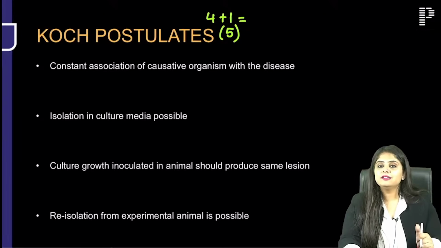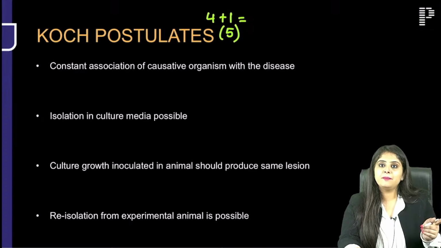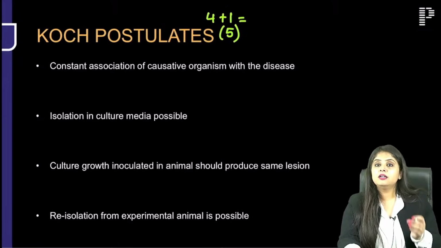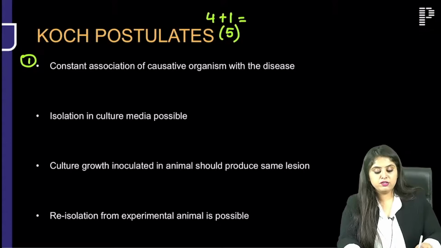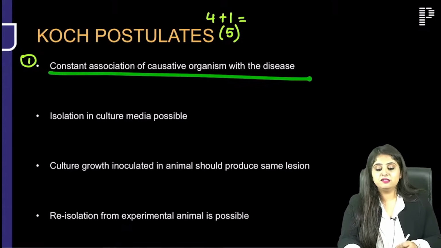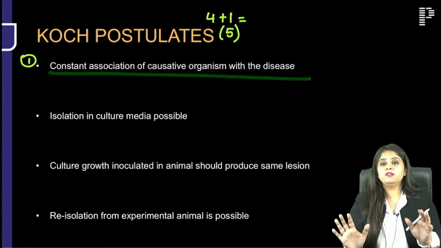If you read it like this, I can guarantee you will forget in less than 5 minutes. If you want to learn it for a longer time and write it in the exam and learn it till MCQs, learn it the way I am going to make you learn it. Number 1, constant association of causative organism with the disease. Reading it feels a bit toxic. So how will we learn it?